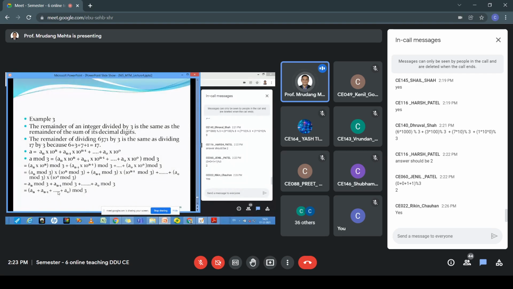Right, so what you get is 6 plus 3 plus 7 plus 1 mod 3, so that is 17, right? Okay, any doubt into this? Any question? Okay, so I'm giving you one more example. Do it for this.